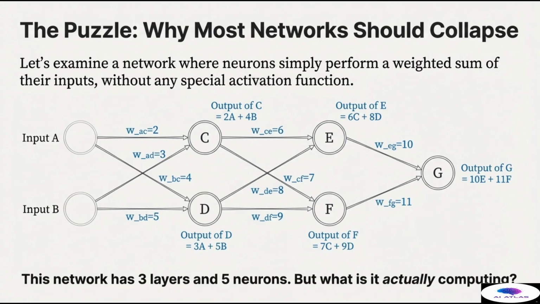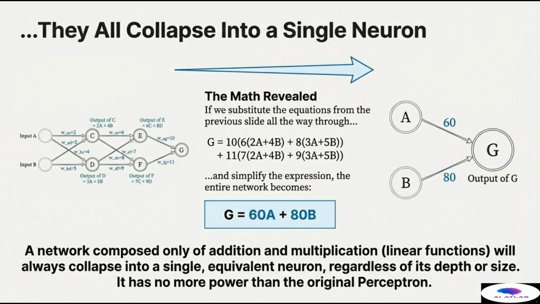Now, look at the next layer, E and F. The output of E is 6C plus 8D, meaning it's a linear combination of the linear outputs of C and D. F is also a linear combination of C and D. Finally, the network attempts to produce the output of G, which is 10E plus 11F. We have a linear combination of linear combinations of linear combinations. The question we must ask ourselves is, with this multi-layered network performing only addition and multiplication, what is it actually computing? Does the depth of these three layers actually give us complex computational power, or is it merely creating a computational illusion? The answer to the puzzle is revealed in the math.